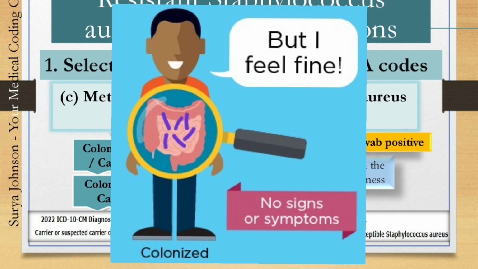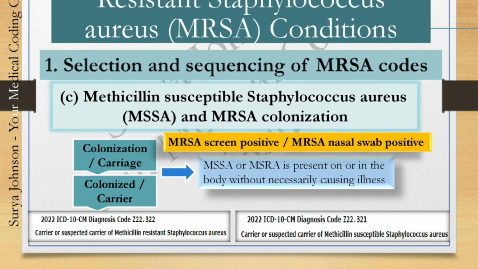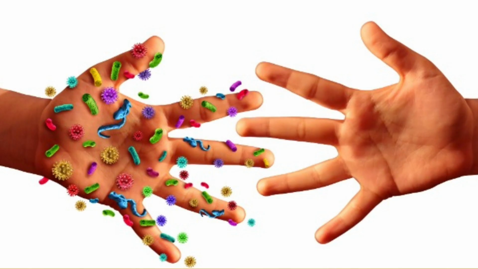So what is colonized or carrier? The patient is positive, but the patient is not having any condition, any symptom or any illness. But there are high chances of this patient transferring the infection, transferring this colonization, to others, which might cause a disease in other patients.